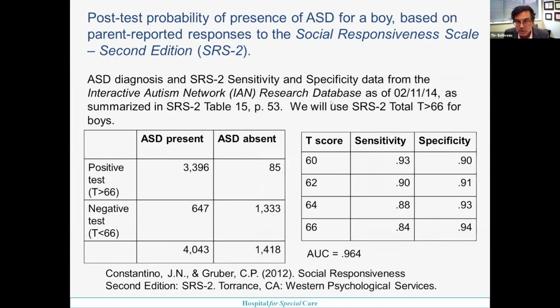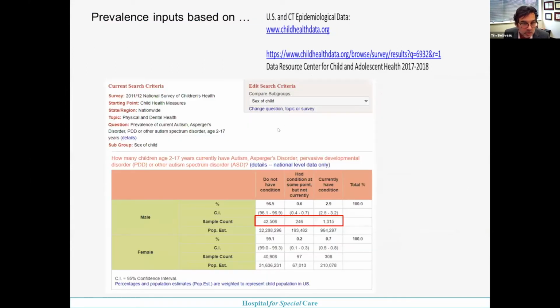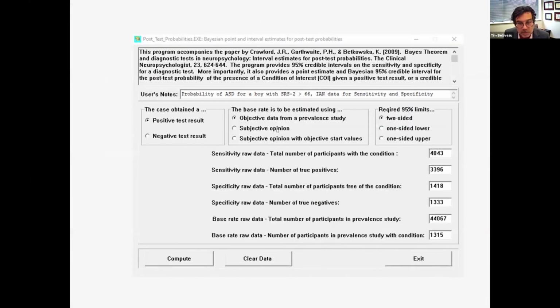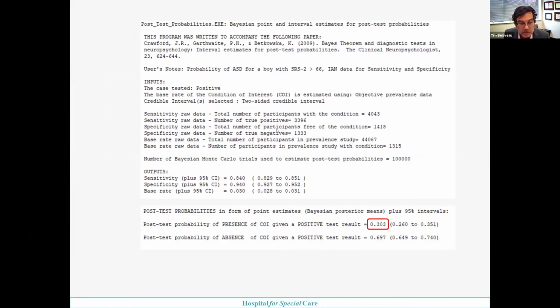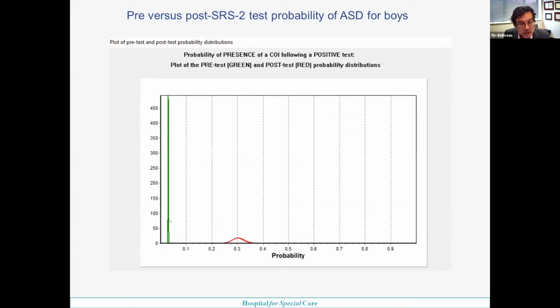And then finally, we can use the Social Responsiveness Scale for the same thing. This is from information in the published articles that also refer to a larger Interactive Autism Network study. In this case, we use the same type of epidemiological data. And we see the post-test probability for the presence of autism given a positive test result is 0.30. So this moves our post-test probability over a little bit more.